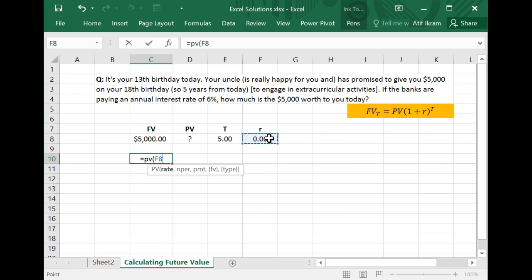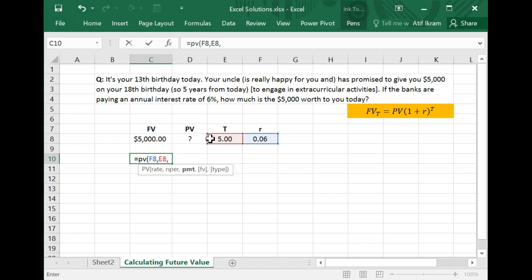So you give the cell reference for rate, you press comma. The next thing Excel asks for is the number of time periods, NPER, which is basically T. So you give a cell reference to this 5. Again, you could have entered 5 directly, but it's good practice to give a cell reference. Why is it good practice? Because if your uncle comes and says, look, I'll give it to you 4 years from today, all you have to do is change the 4 over here and it will change the number over here. But anyway, that's a whole separate issue.